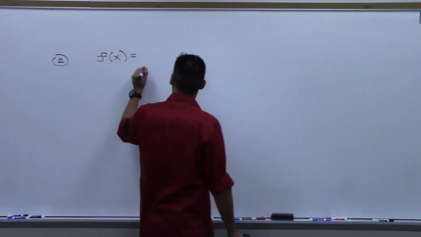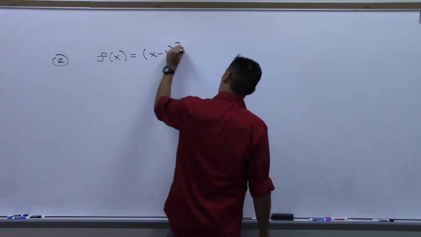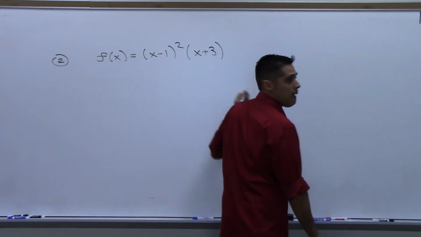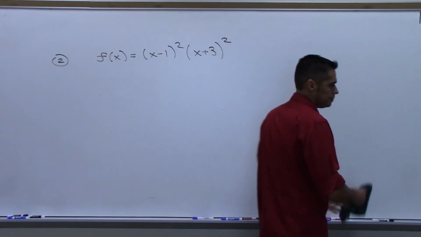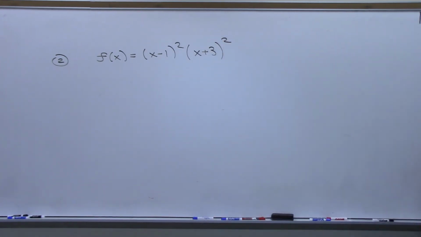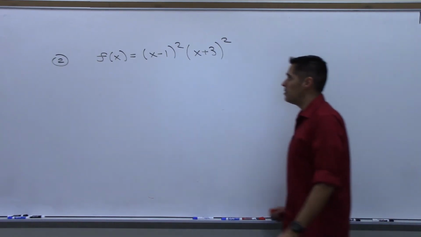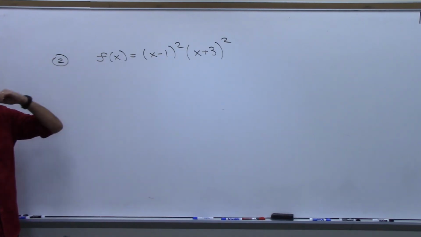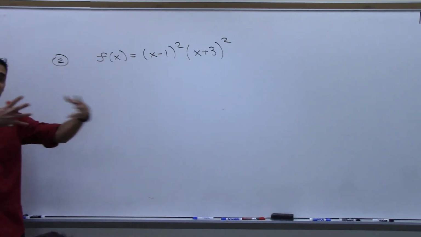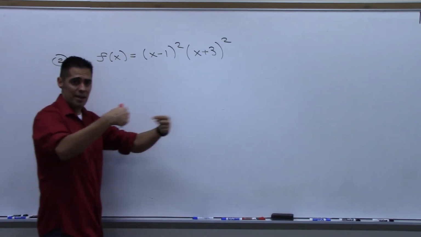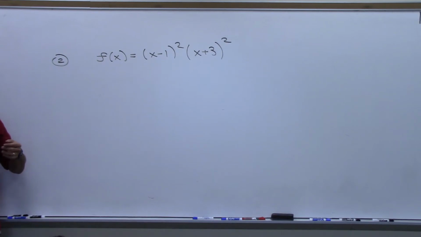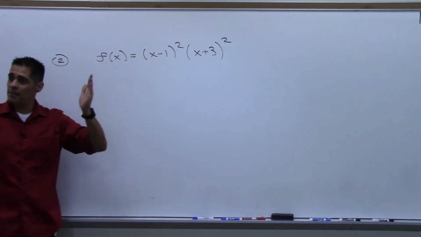F of x equals x minus 1 squared times x plus 3 squared. Now pay very close attention to what I'm about to do, because I have not given you one like this, right? Before, we've had to factor it. This is already factored for you, isn't it? You have to divide it. But you still have to figure the left and right hand behavior out.